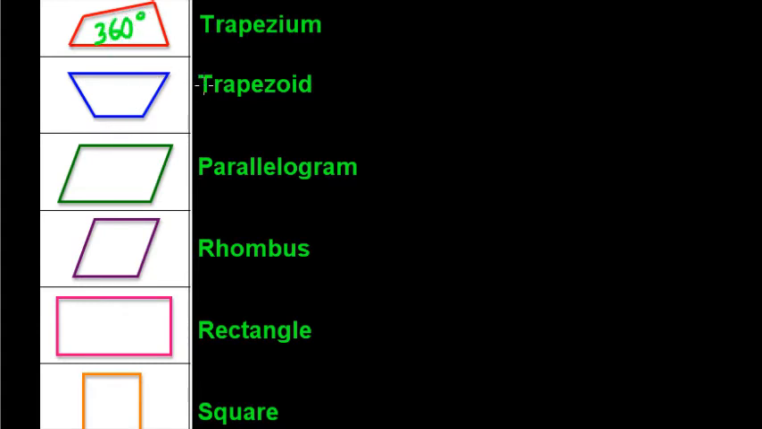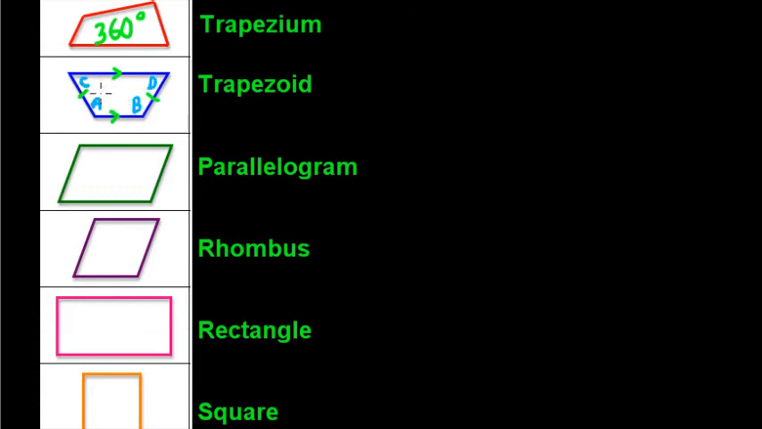Now for the trapezoid, two sides are parallel, so we show parallel by showing these little arrows. Those two sides are parallel. The other two sides are not. Now if the non-parallel sides, so this side and this side, are the same, that means this angle A and B are going to be equal to each other, and angle C and D are going to be equal to each other.